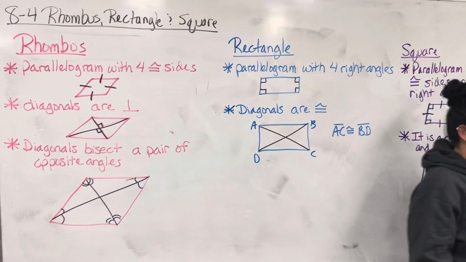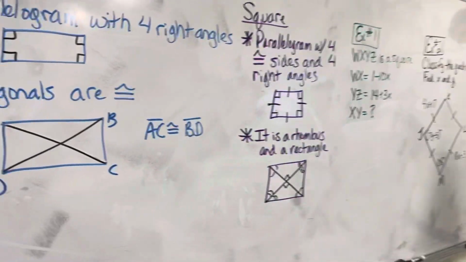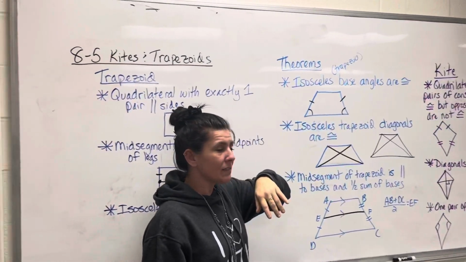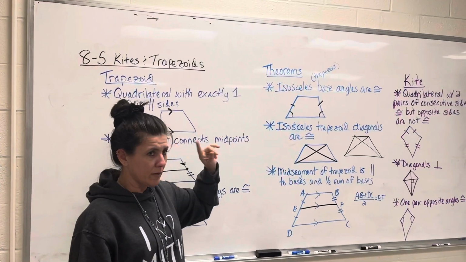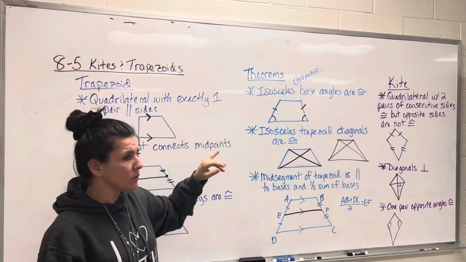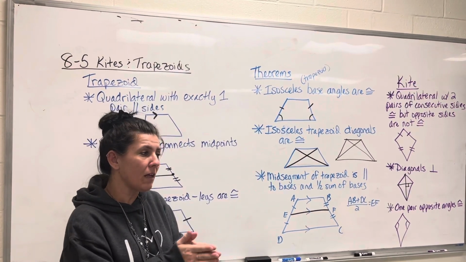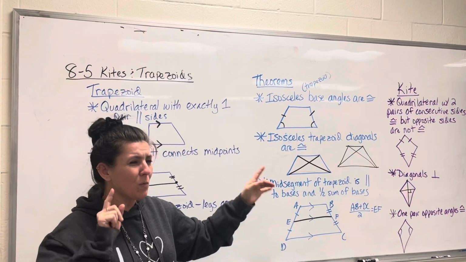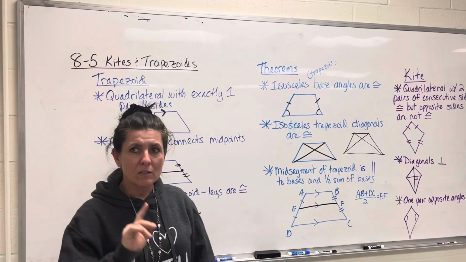In contrast, 8.5 covers kites and trapezoids, and these are quadrilaterals. Both of these are quadrilaterals, they are not parallelograms. So the criteria we learned last time does not apply to trapezoids and kites. So I want to make sure that that's clear for you. Remember, a quadrilateral is just a four-sided figure. A parallelogram is a four-sided figure that has a lot more characteristics to it. So that's why they divided it up this way. So let's start with 8.4.